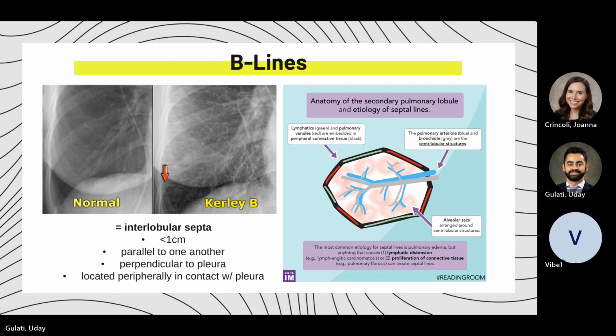And then you see that they're kind of parallel to each other, right? So here, they're parallel to each other in that shape. They can be perpendicular to the pleural line. So that's why they're kind of shaped this way. And they're very peripheral, in contact with the pleura, and that's what you're really seeing.